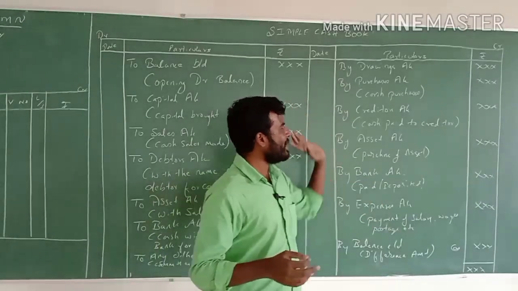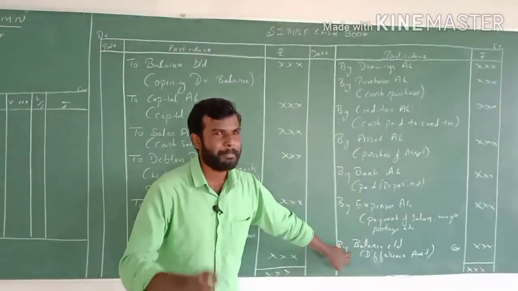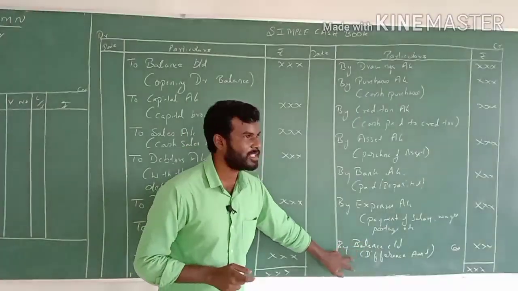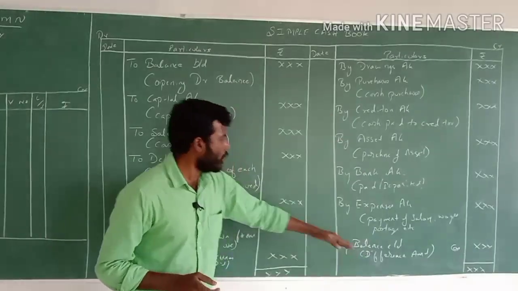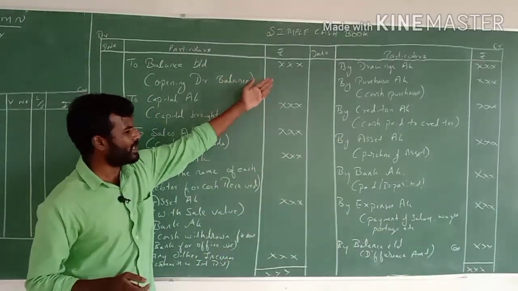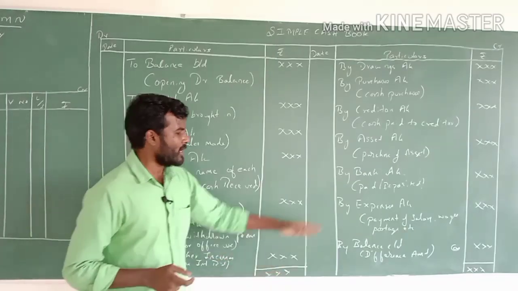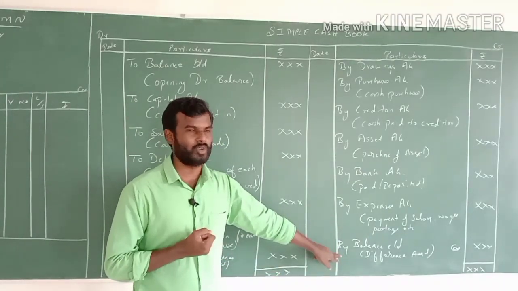The ultimate aim of the cash book is to find out the closing balance on the closing date. So we need to find out the difference between the debit side and the credit side. Sometimes the debit side total will be more. When the debit side total is more, the difference will be the cash in hand. It is a positive cash in hand.